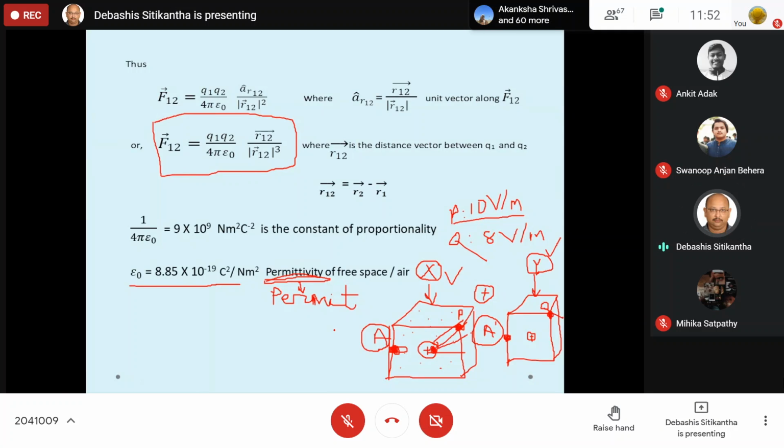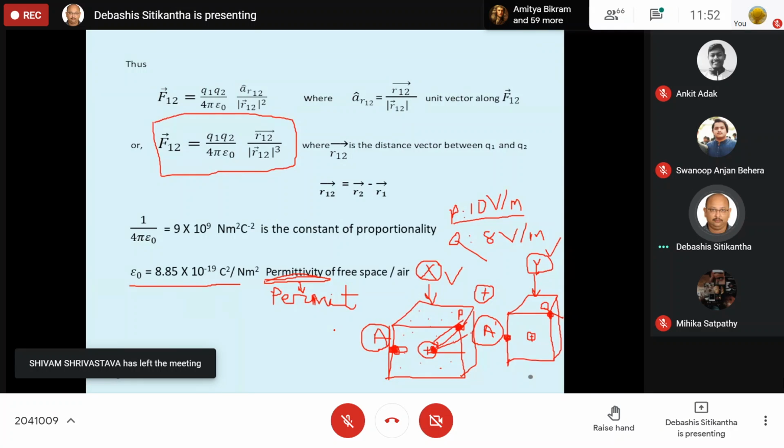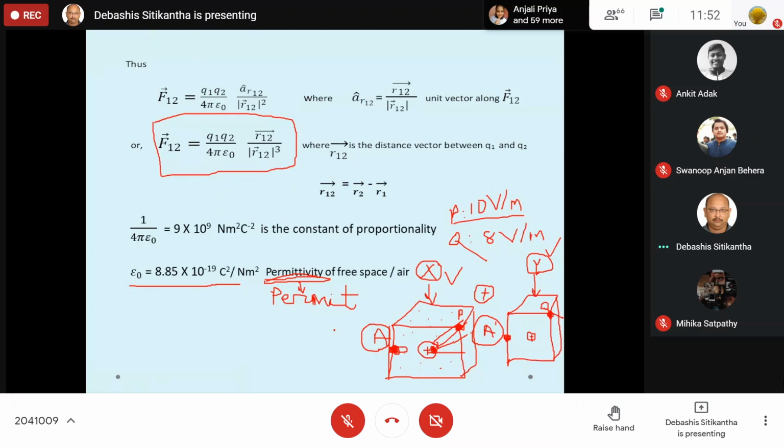You can write down in your notebook the permittivity of a medium. The definition of permittivity is a little bit confusing, but believe me, there is nothing to be confused about. So permittivity of a medium is the ease with which the electric field lines can pass through that medium.